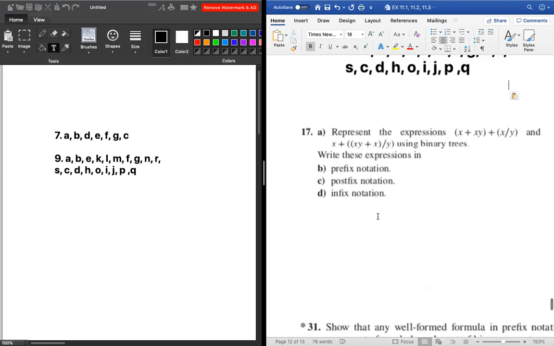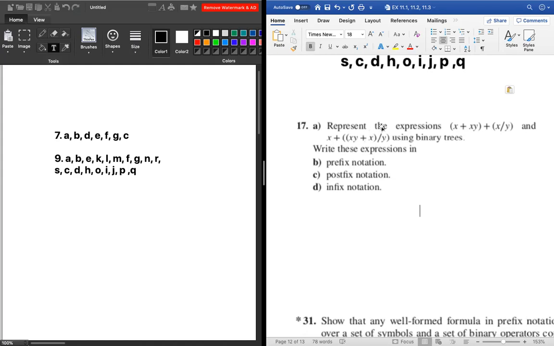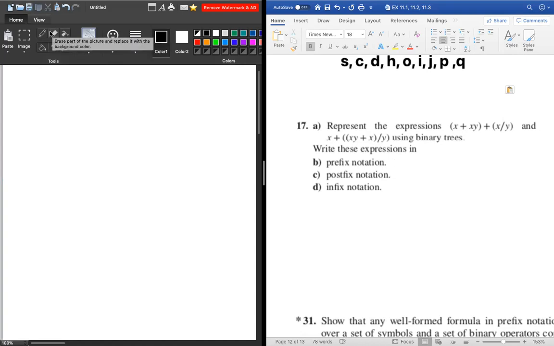So question number 17. Question number 17 asks us to do traversing on these. So represent the expression this and this using binary trees to write these expressions in prefix notation. So, okay, let's do the A part. So for the A part, we will only be doing, let's say, this expression.